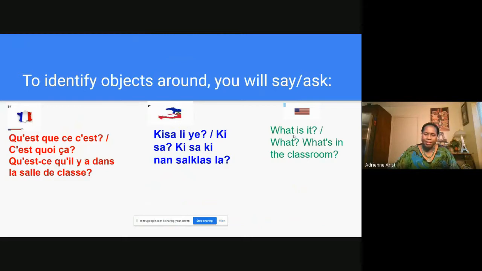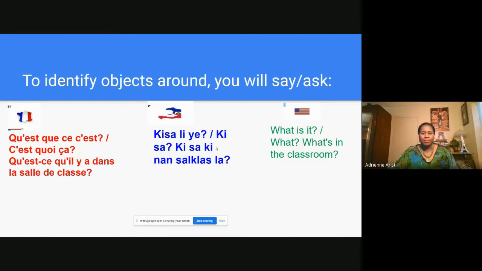And that's the English equivalent here. What is it? C'est quoi ça? What? Or you can just say, qu'est-ce qu'il y a dans la salle de classe? What is in the classroom? That was in French.